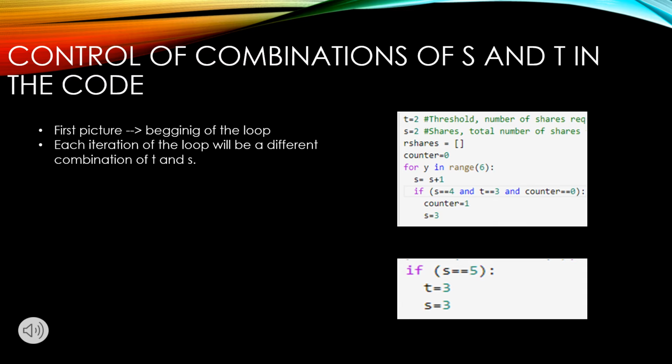On the top of the program, we have this that I just explained. And then at the end, we will have this other picture of the if clause. If S equals 5, T is 3, and S is 3, in order not to lose that last iteration that I just talked about.